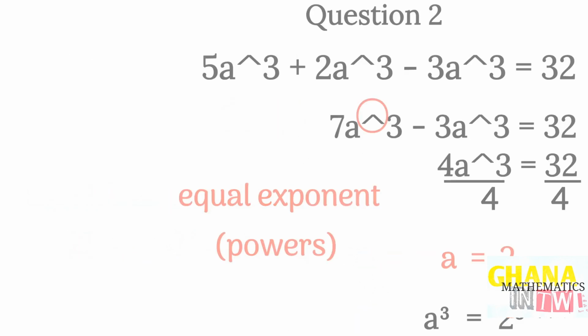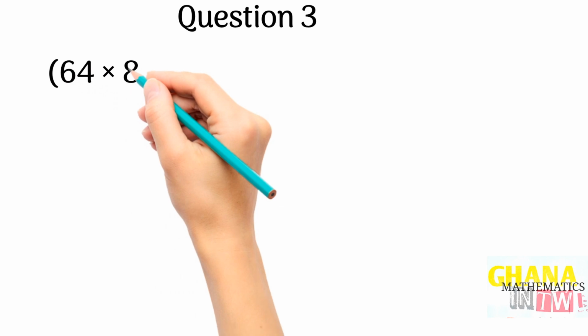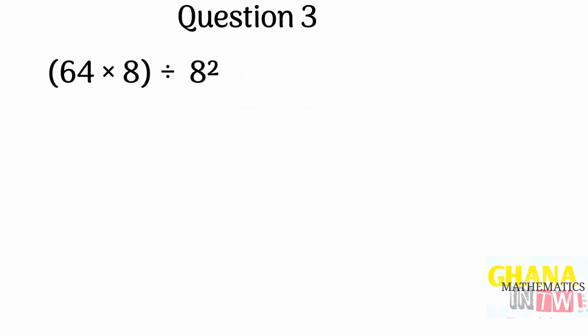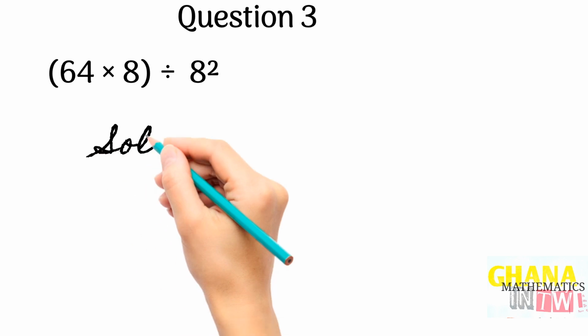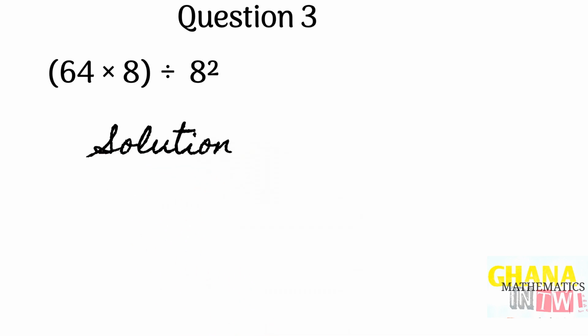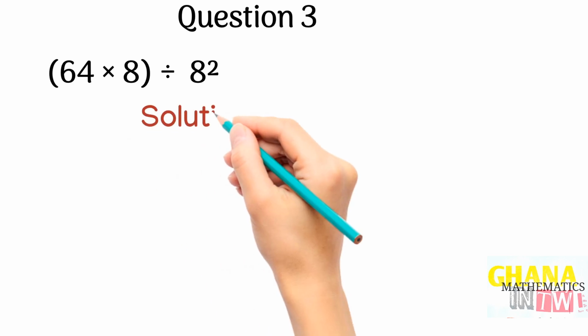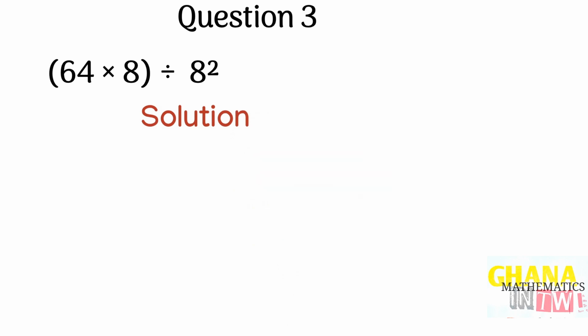Let's try the next question. Now question 3. We are given 64 times 8 in brackets divided by 8 raised to the power 2. Solution. What kind of handwriting is this? I think this is looking horrible. Let me clean it and write the solution well. The first one was looking horrible. This is my solution, so I think this is okay.